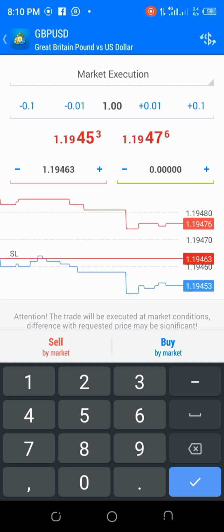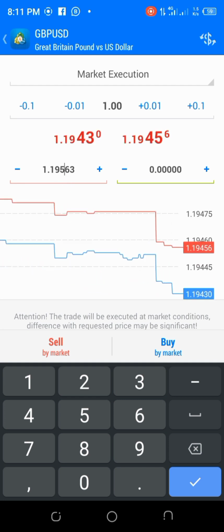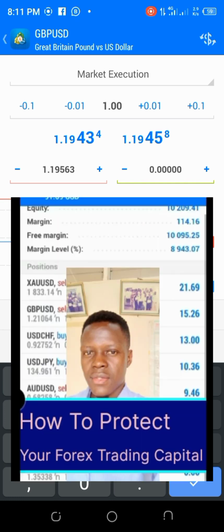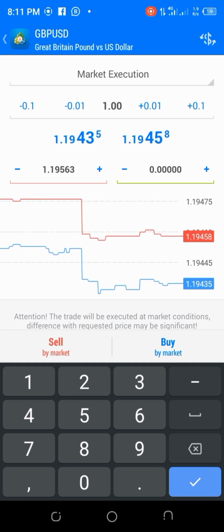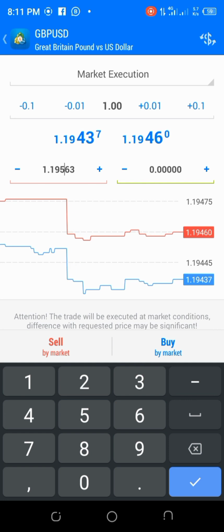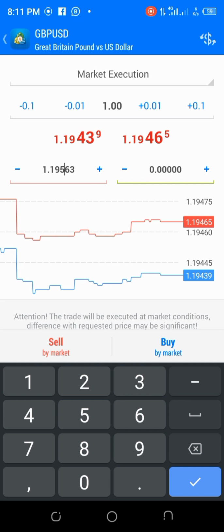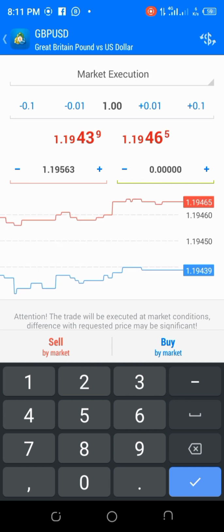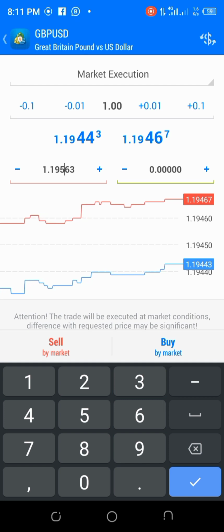So for the stop loss, I will increase it by 10 pips. I've increased from 45 to 56, so I've increased by 10 pips. Since I'm saying the market is going to decrease, if the market begins to increase, when it reaches that plus 10 pips, the trade should automatically be closed. I hope you understand. In this case you are going to lose 10 pips, and for a loss size of one, you're losing $100.